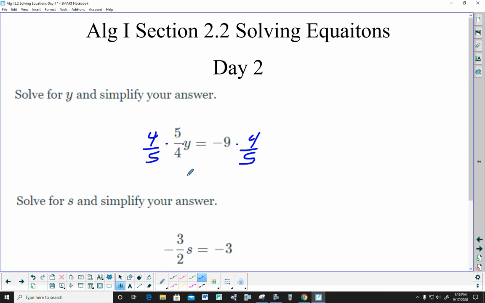20 over 20 is worth 1. Why? Do you have to write the 1? No, I'm just illustrating what's there, because we had 20 over 20. Well, what's 20 over 20 worth? 1. Okay.